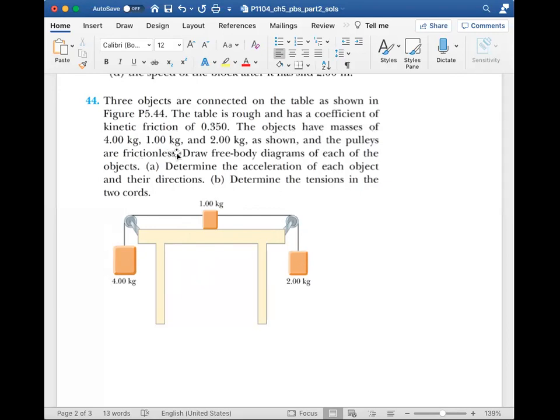And the pulleys, they are frictionless. We have to draw free body diagrams of each of the objects and then determine the acceleration of each object and their directions. Finally, we have to determine the tensions in the 2 chords. So here it says clearly that from the first side we have a chord and from the other side we have another chord. When it says in the 2 chords, it means these chords are different from each other.